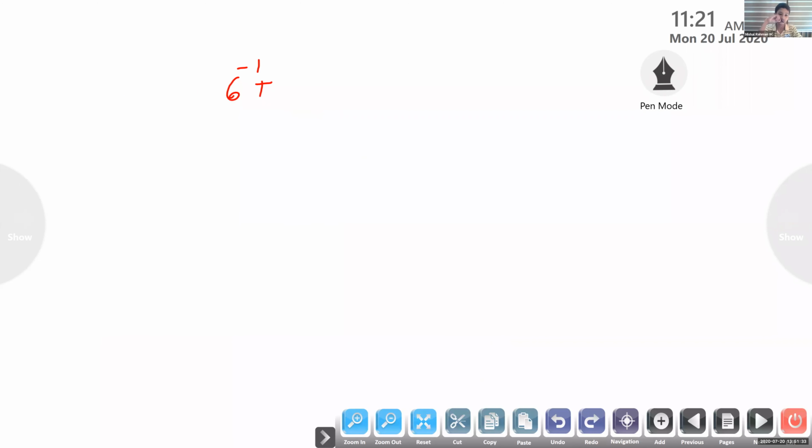By 2, the whole raised to negative 1. Yes, this way, the whole raised to negative 1. This one you need to explain. Yes, ma'am.